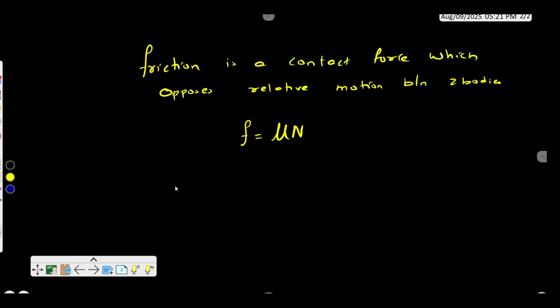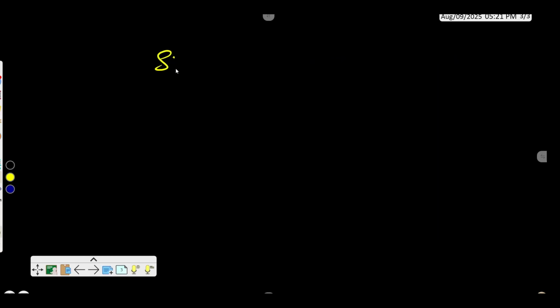Now, the types of friction that we have: one is called static friction and one is kinetic friction. We have two types of friction. I'll just briefly explain how static friction acts and how kinetic friction acts. First, let us understand what is static friction.